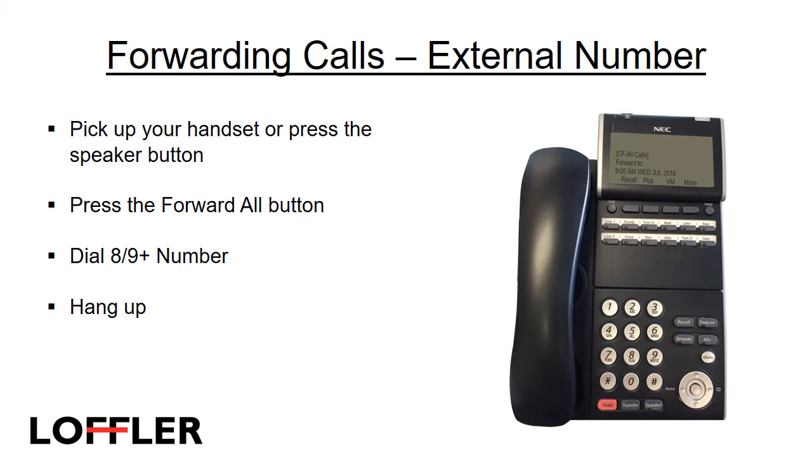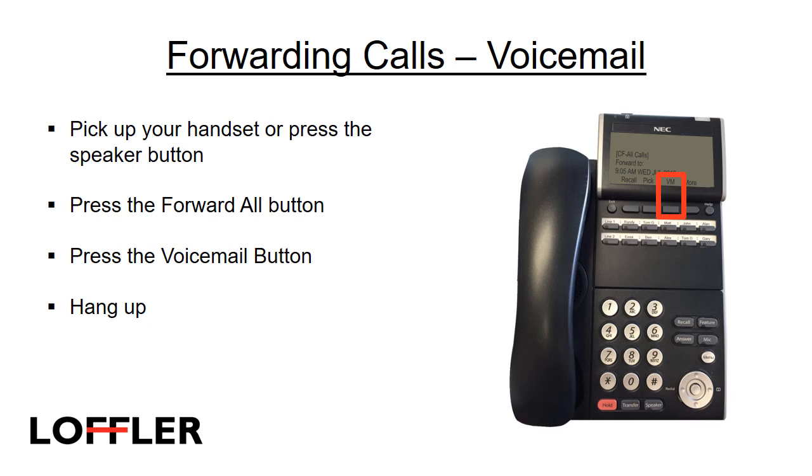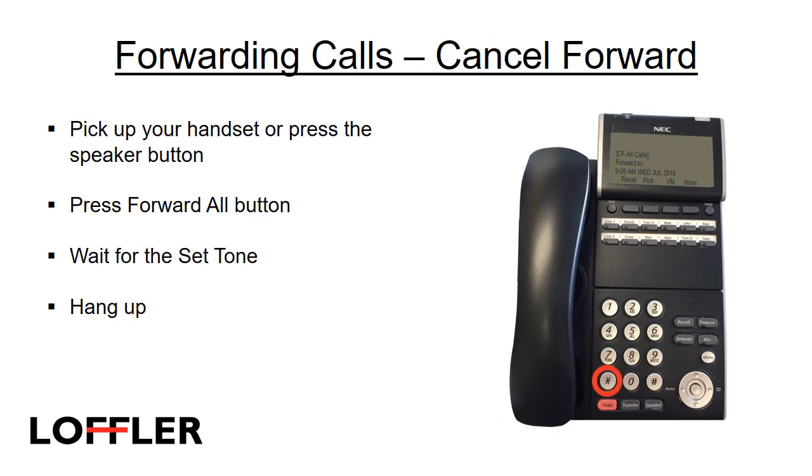To forward calls to your voicemail, pick up your handset or press the speaker button. Press the Forward All button, press the voicemail button, and hang up. To cancel call forwarding, pick up the handset or press the speaker button. Press the Forward All button, wait for the set tone, and hang up.